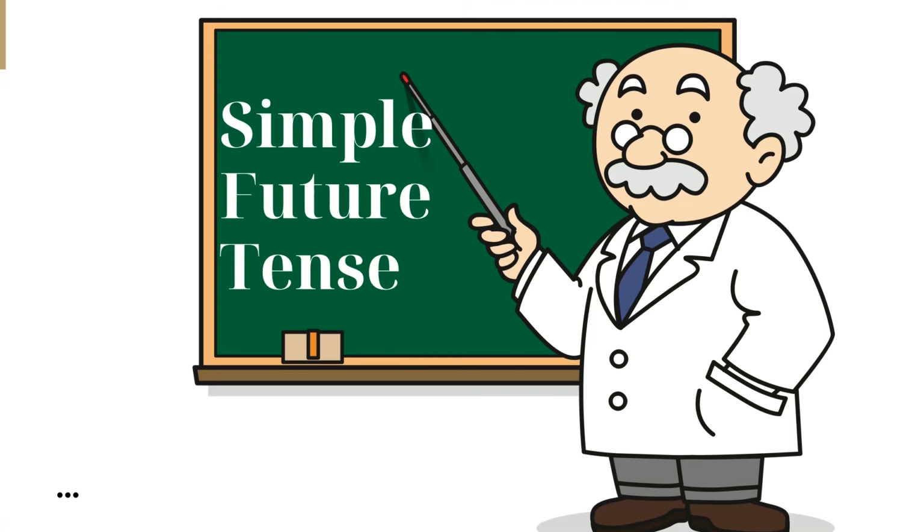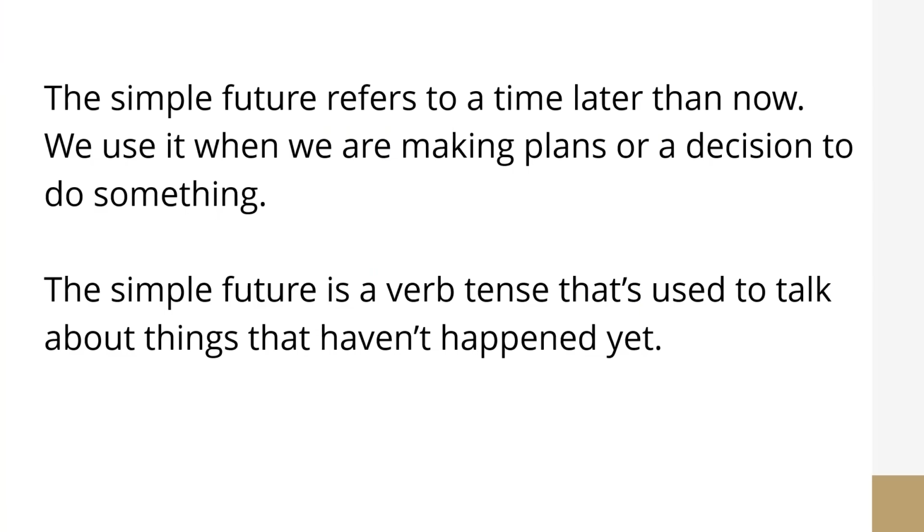Today we will talk about the future tense. The simple future refers to a time later than now. We use it when we are making plans or a decision to do something. The simple future is a verb tense that's used to talk about things that haven't happened yet.